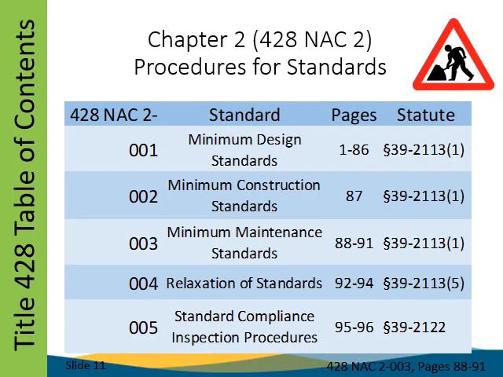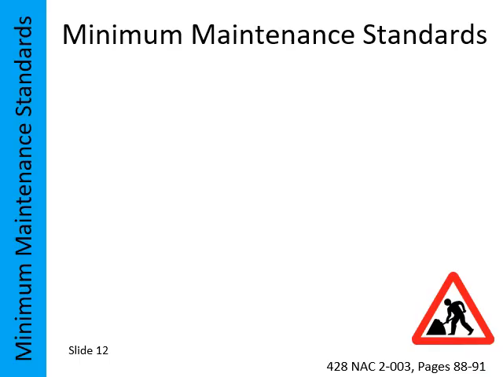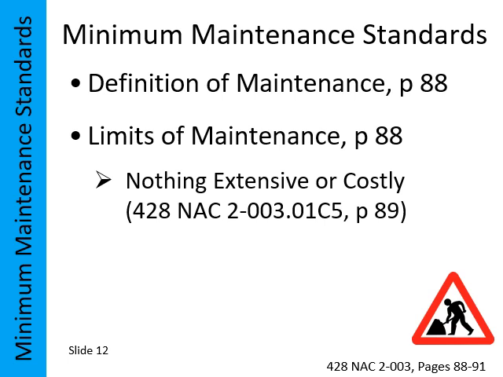The following screens provide information on Nebraska's minimum maintenance standards. These are covered in Section 3 of Chapter 2 on pages 88 through 91. Elements included in the minimum maintenance standards are a definition of maintenance on page 88, the limits of maintenance also on page 88, the limits being necessary to emphasize that activities beyond maintenance require the application of other standards, that is, the minimum design standards in Section 1. The paragraph at the bottom of page 89 mentions that operations which are extensive or costly should not be charged to maintenance, but to construction.